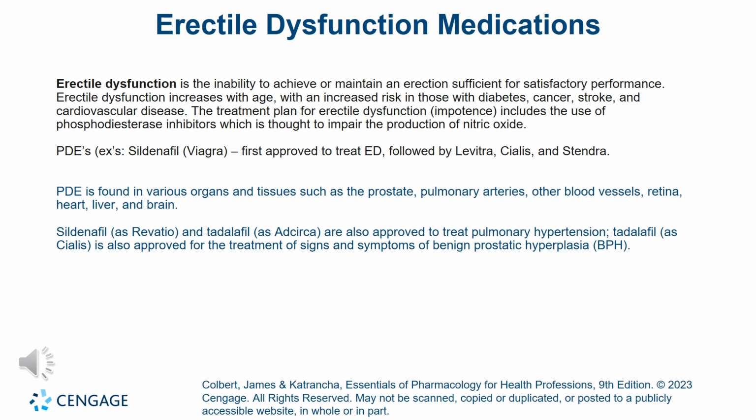Phosphodiesterase inhibitors examples are sildenafil or Viagra. This was first approved to treat ED, and it was followed by Levitra, Cialis, and Stendra.